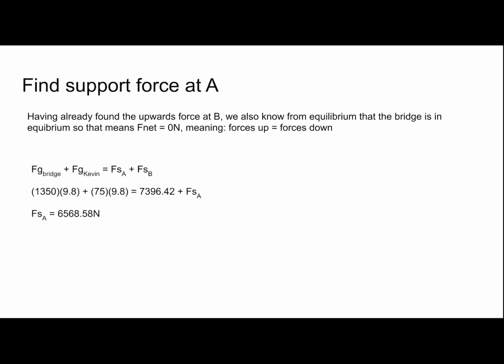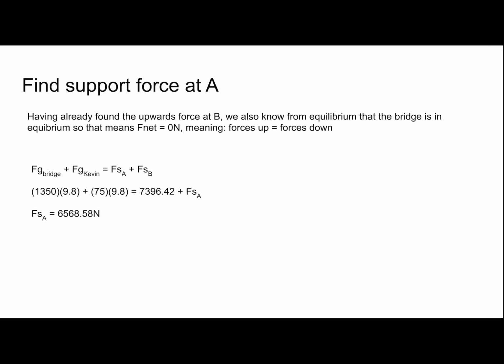Basically, the gravity force of the bridge plus the gravity force of Kevin equals the support force of A plus the support force of B. So we're just setting up our equation. We already found our support force of B, so we just plug that number in. And we should find that our support force A would be 6,568.58 newtons.